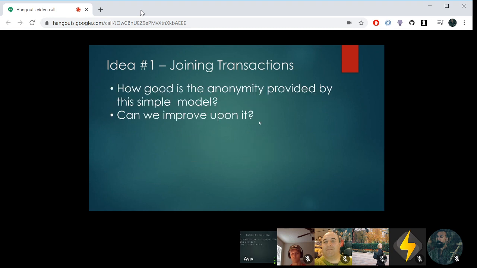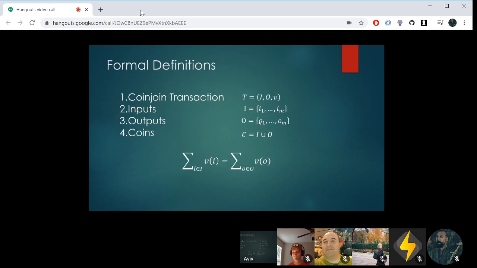We talked about how good is the anonymity provided by this simple model and can we improve upon it. It turns out that in 2017, it was clear that this naive approach, which is the approach that Sharedcoin took, didn't work. And we talked about that at length during that call.